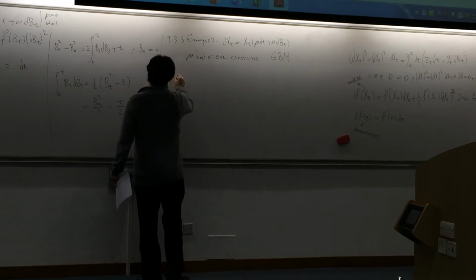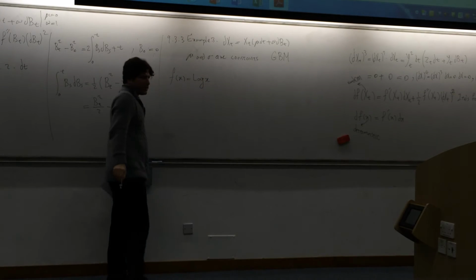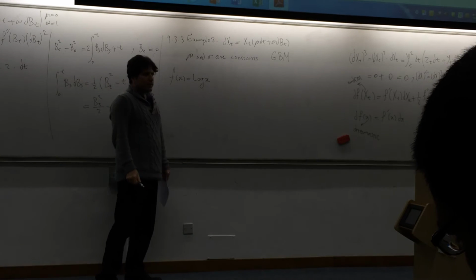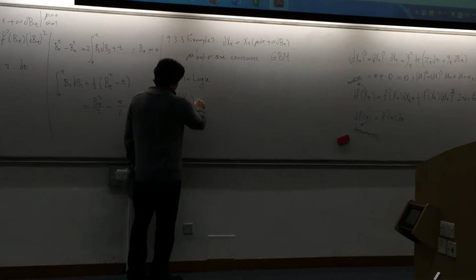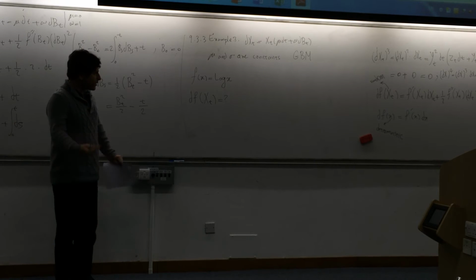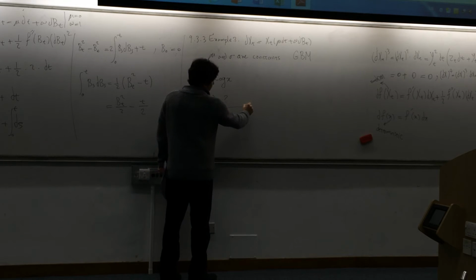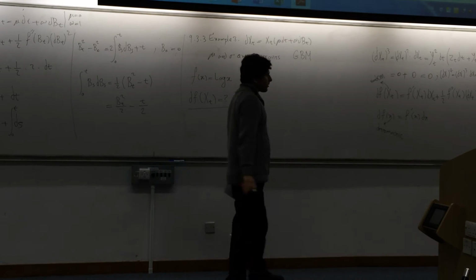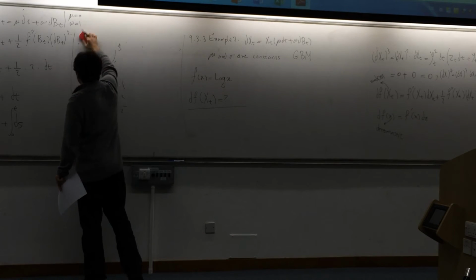Now let f(x) be log of x, a deterministic function f, and we want to calculate d of f of X_t. This is what we want to calculate. And again, we use the Ito formula. So this is the purpose of this example. I don't want to rewrite the Ito formula. You can always see it there.